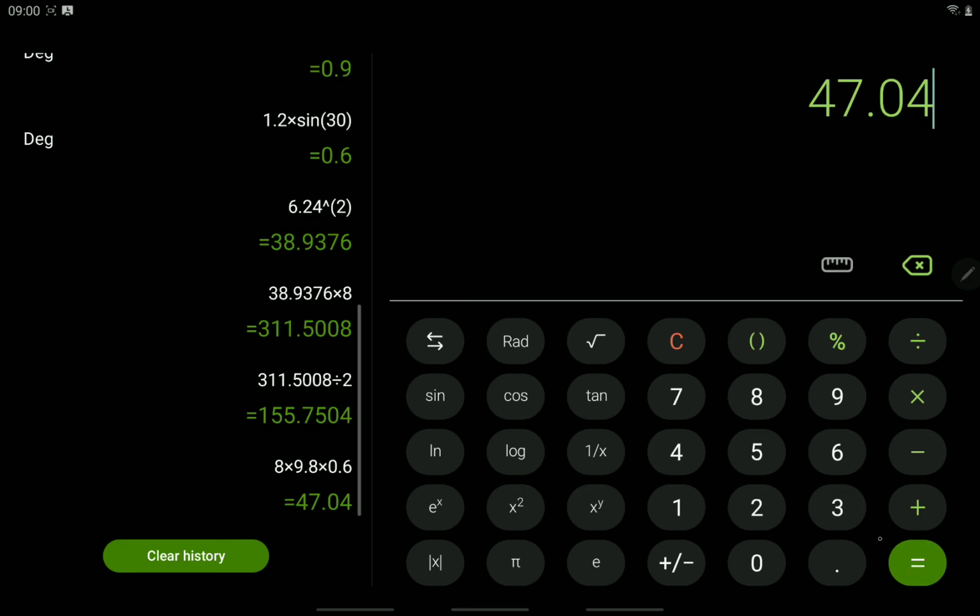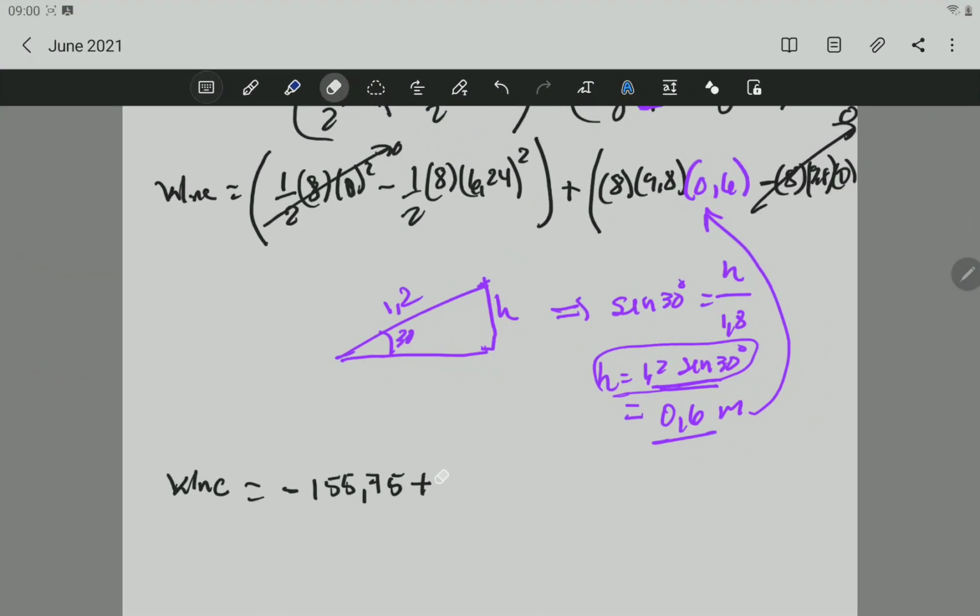0,6, and the answer is 47,04. The answer is 47,04. Alright, so now the final answer will be 155,75 minus 47,04.